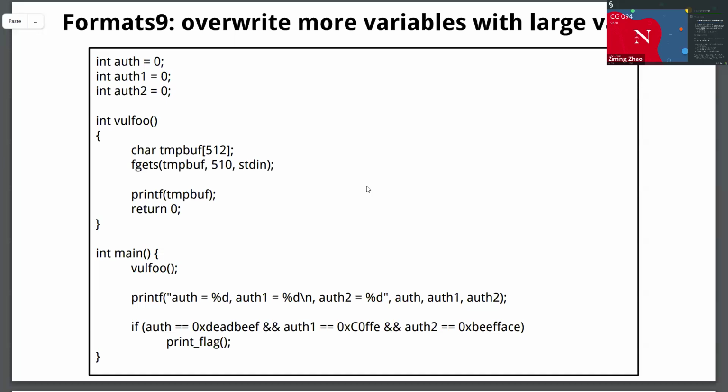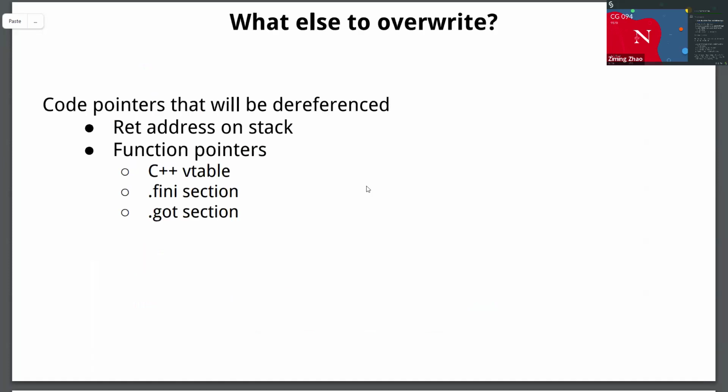So D is several billion, maybe 3 billion. So you may have to... it still works, I believe. It will just be slower. So we will skip this one in class, and you will do this as a homework. Okay, so there are many other things we can overwrite.